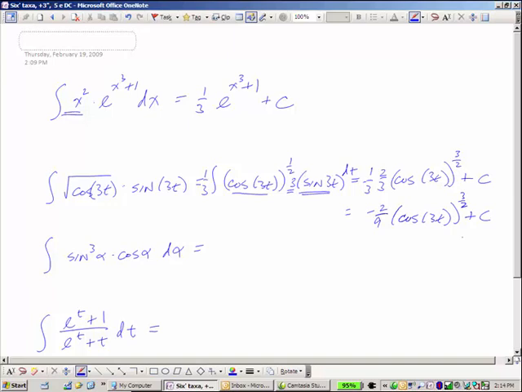And where does the 2/3 come from again? So because cosine 3t... Oh, right, that's right.